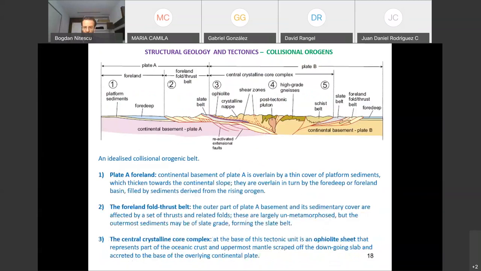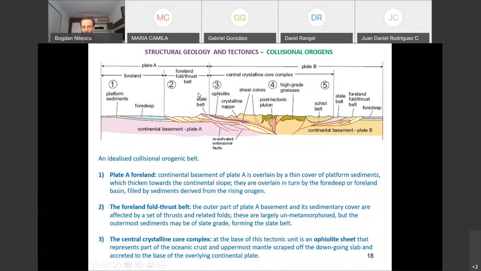All right, so to summarize here, I found in a publication of an author called Park, a structural geologist, this sketch, which I think summarizes things a bit. As you can see, there are 5 different sections of an ideal collisional orogenic belt, a symmetrical one. So he starts with the foreland, and the foreland fold and thrust belt.